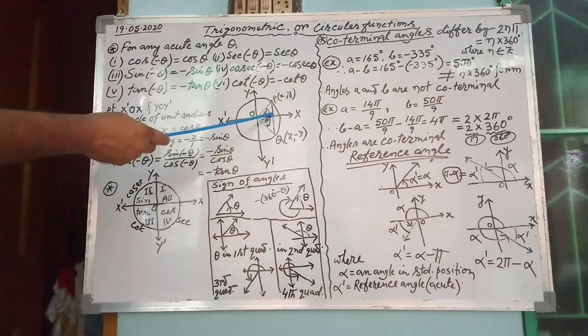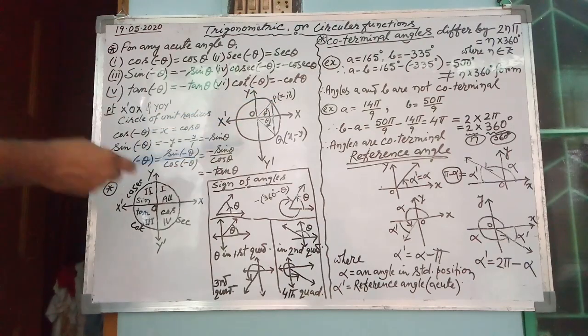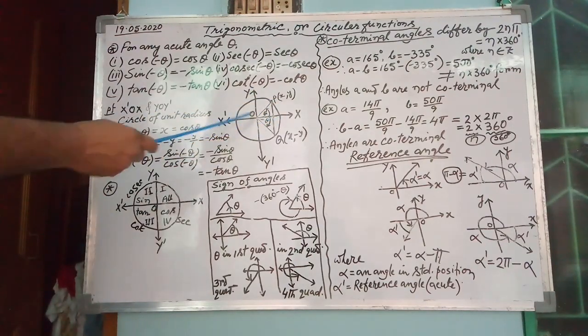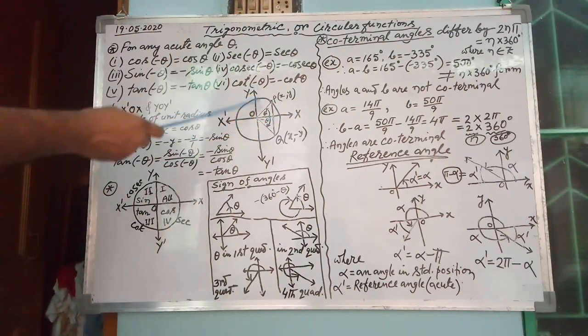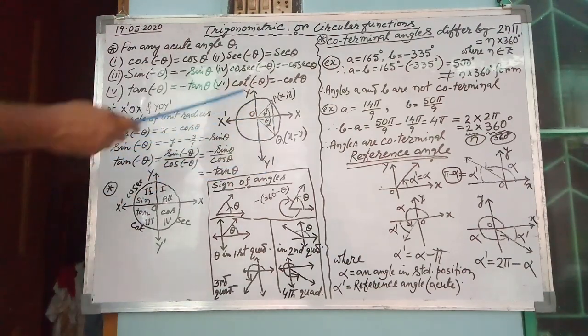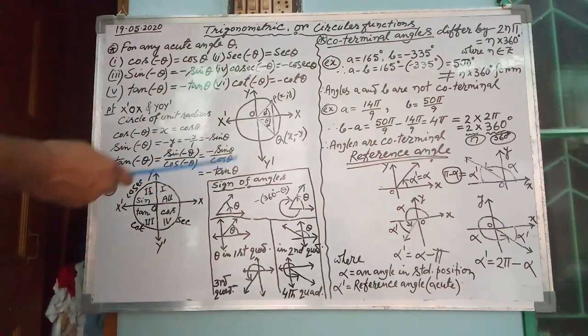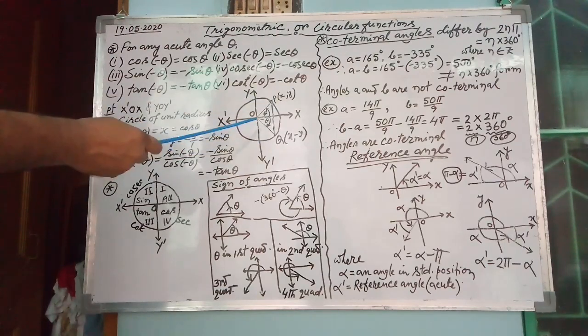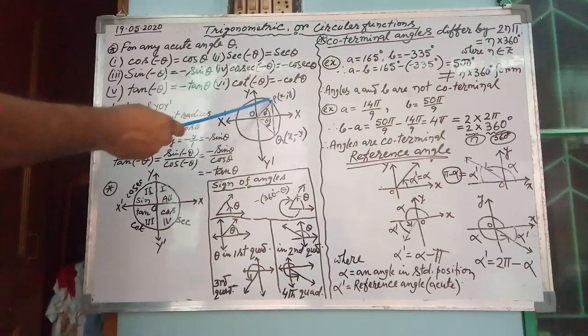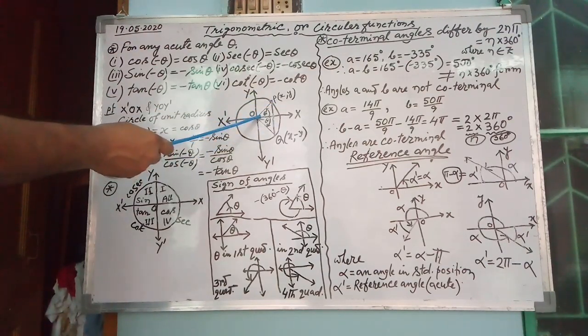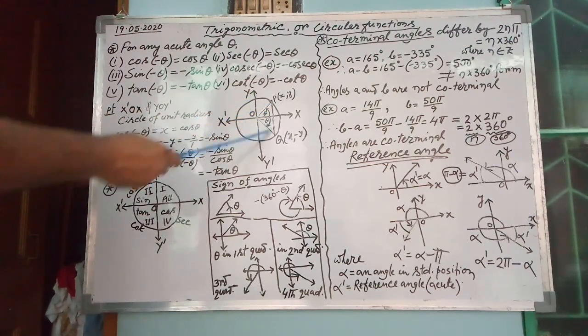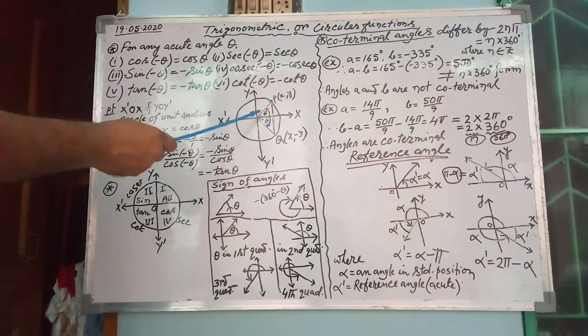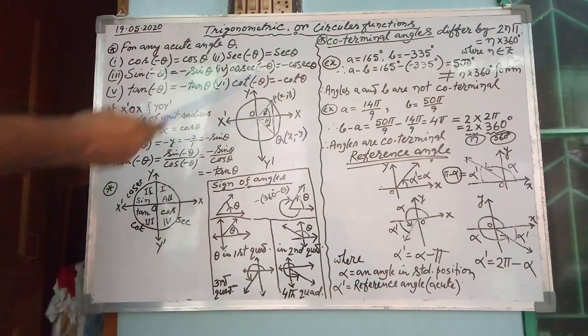See, this angle is theta. So what we have done, here X dashed OX and Y dashed are 2 coordinate axes, and a circle is drawn of unit radius with O as center.